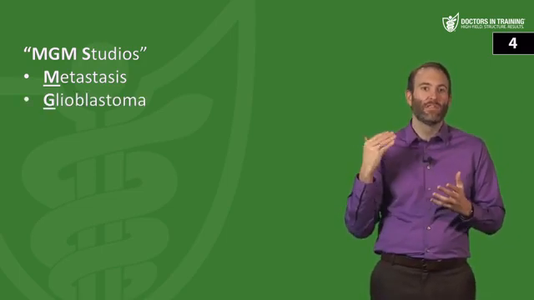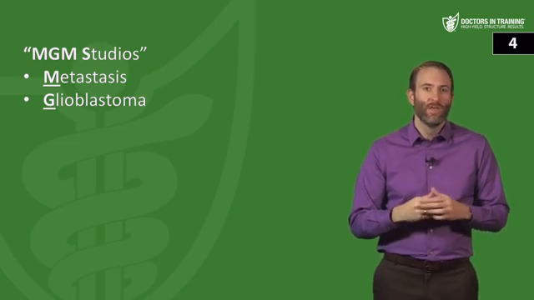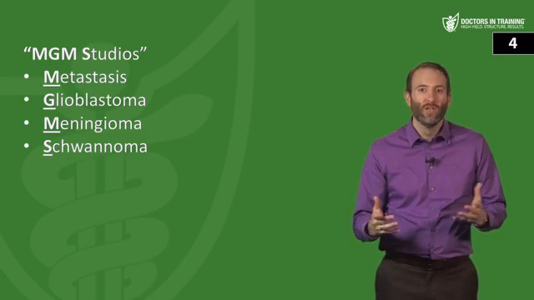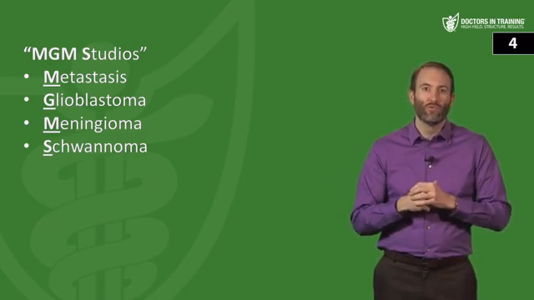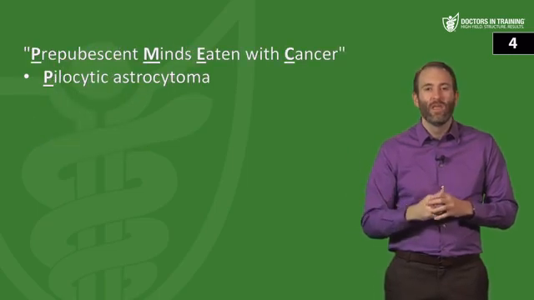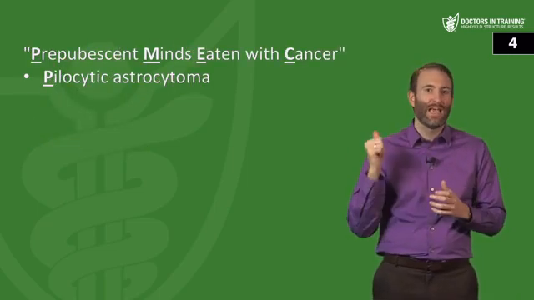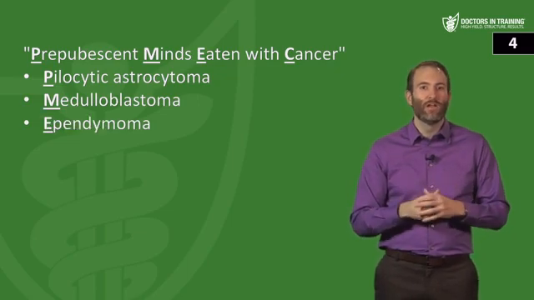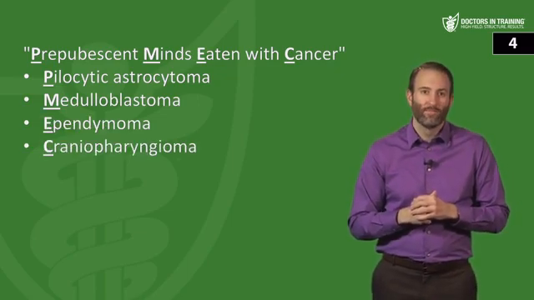It might have been referred to as glioblastoma multiforme in the past. Then the second M is for meningioma. The S is for schwannoma. So the 3 most common primary brain tumors, not counting metastasis: glioblastoma, meningioma, schwannoma. And then in children, you have the pilocytic astrocytoma, the medulloblastoma, ependymoma, and then finally the craniopharyngioma.